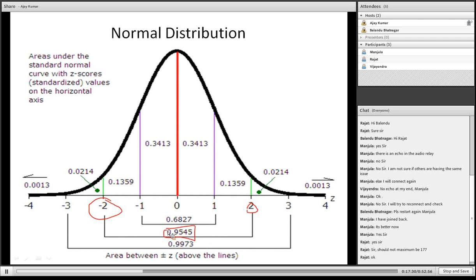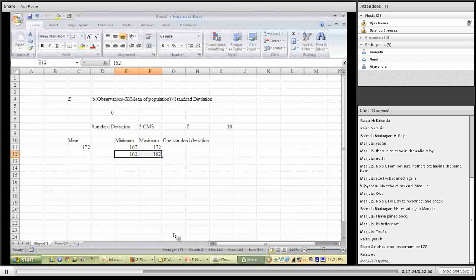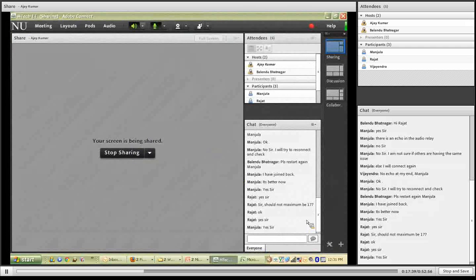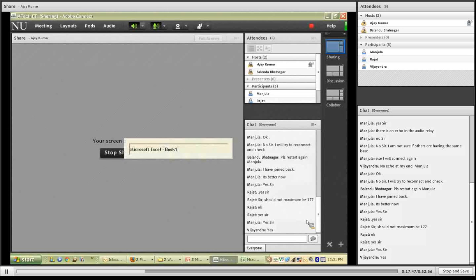So does it make sense now? Just want to understand, does it make sense till this point? Okay, so Rajat and Manjula both understood, and Vijendra, I hope you would have also understood it. Vijendra also said yes.